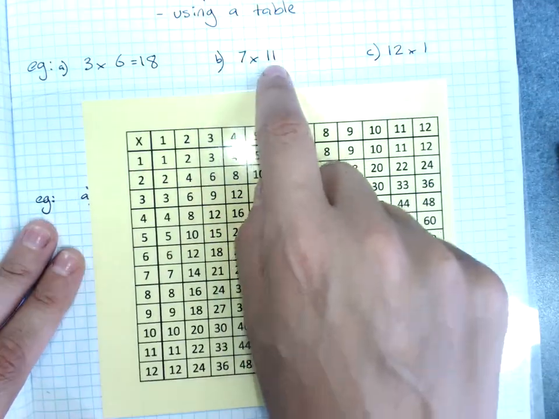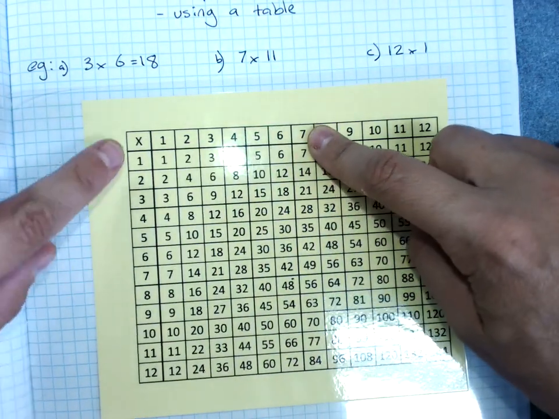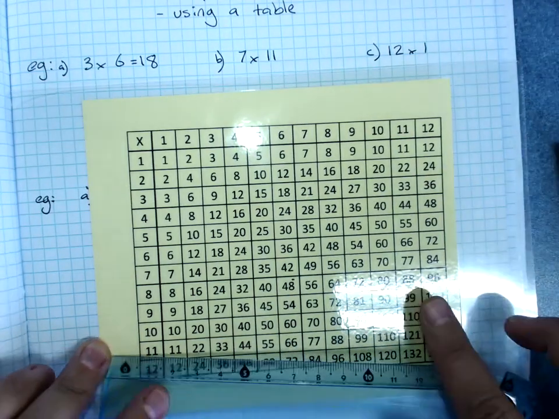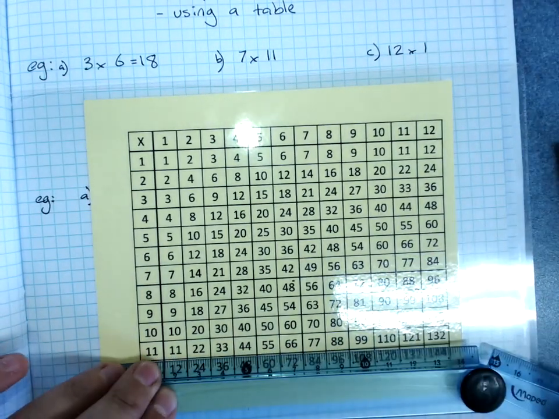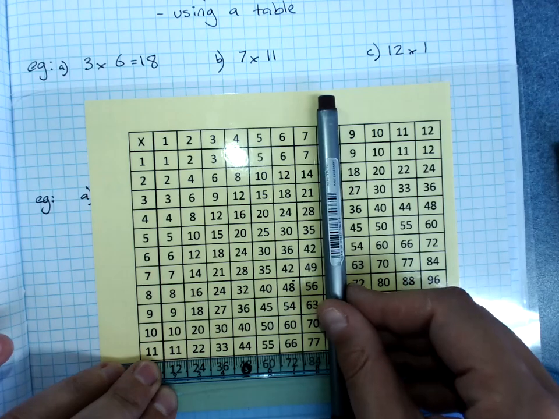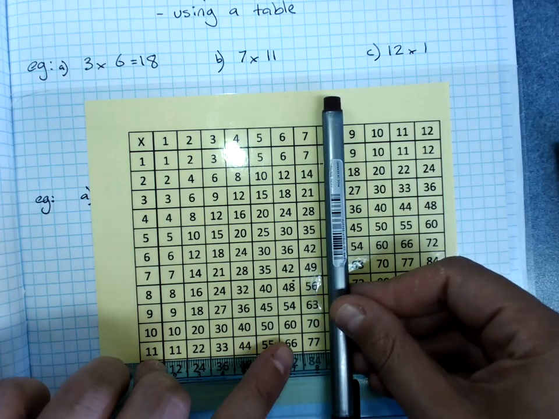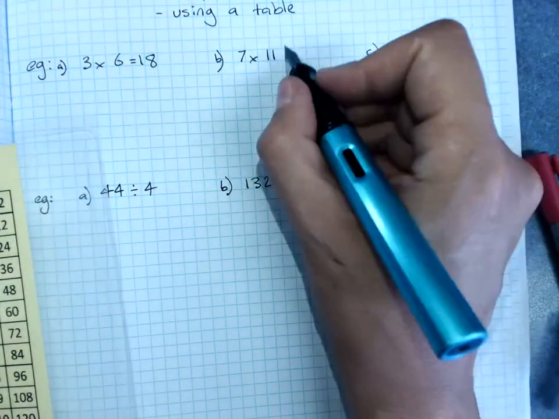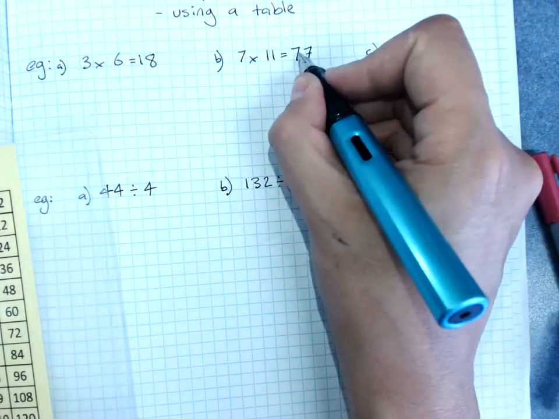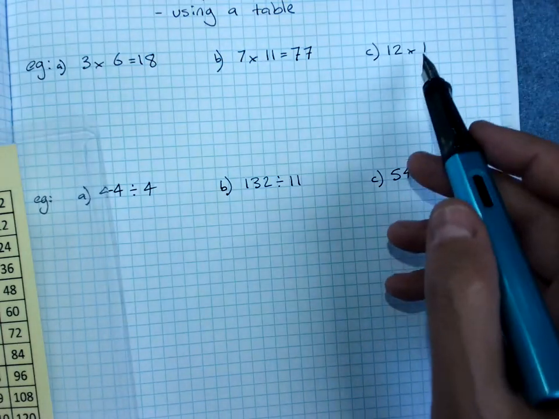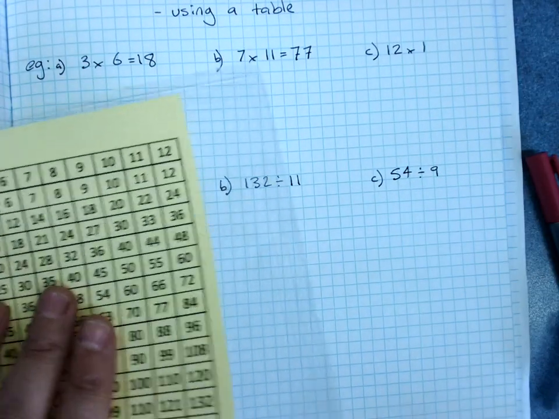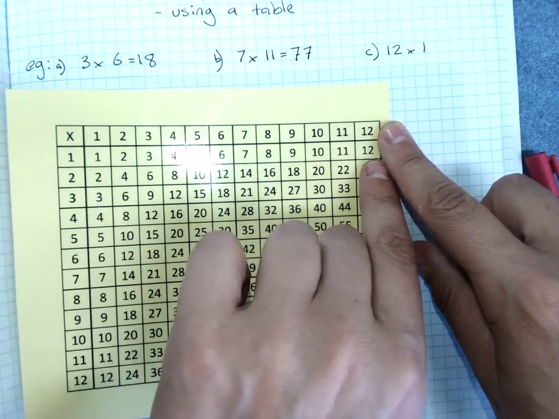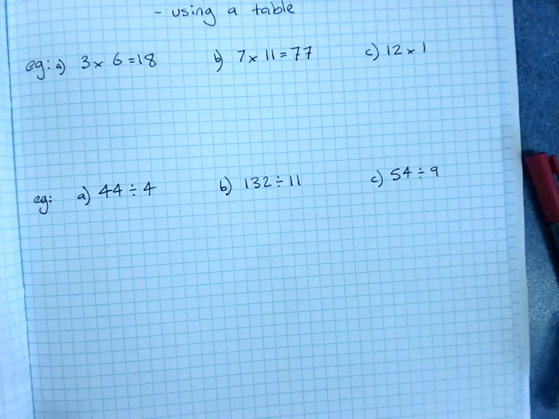So 7 times 11, 7 on the top row, down to 11 on the column, and work out where they cross over, which is at 77, which is 7 times 11. Most of us know our 11 times tables. 12 times 1, if we really needed to do it, 12 times 1, where do they cross over? It's 12.